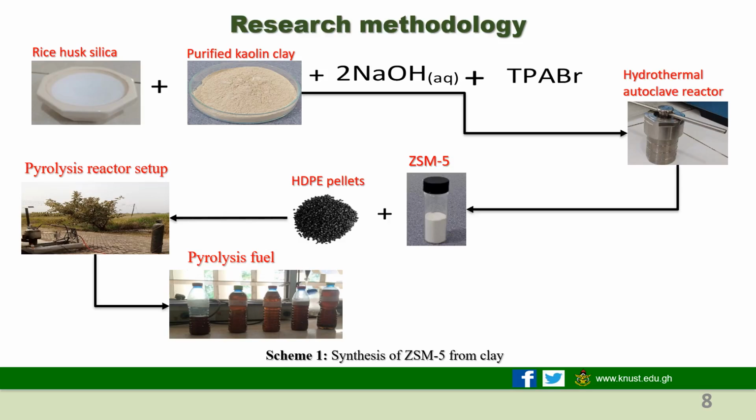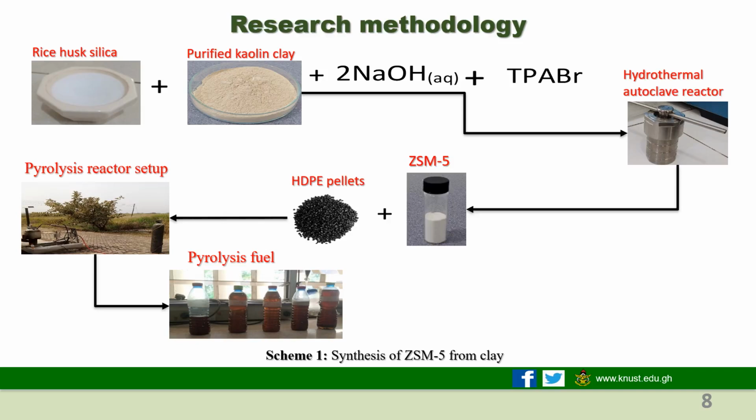Three samples were used for the ZSM5 synthesis. The first sample, named ZCS1, contained only the clay sample. ZCS2 contained the clay sample and silica from rice husk to give a silicon to aluminum mass ratio of 30. ZCS3 contained the clay sample with additional silica to give a silicon to aluminum mass ratio of 40.